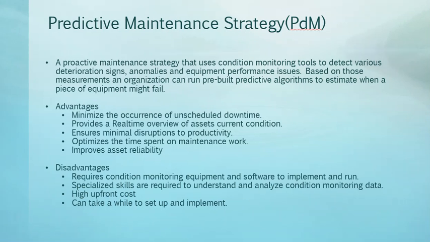Predictive maintenance has the most potential to reduce your maintenance costs, but has the highest upfront investment. You monitor the condition and then run the data through some special software modules, which tell you when there may be a failure and when you need to perform maintenance. It reduces your cost by the greatest amount, optimizes the work performed on maintenance, has high upfront costs, and can take a while to implement.